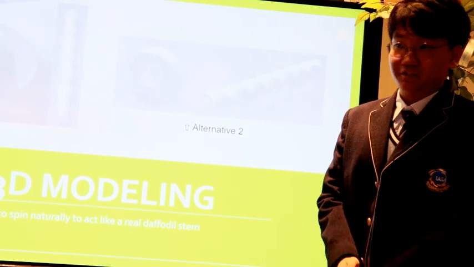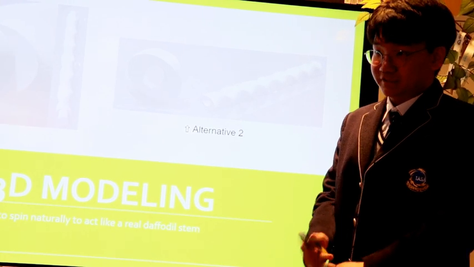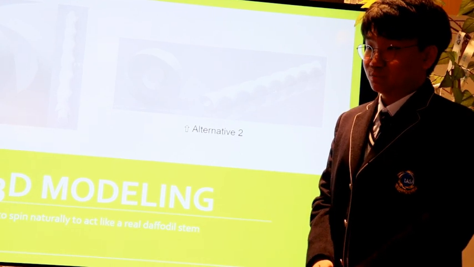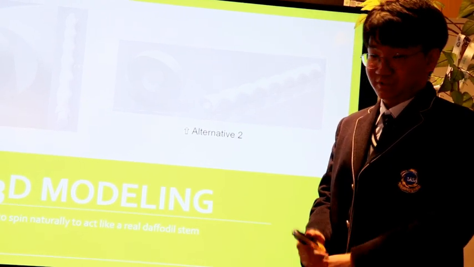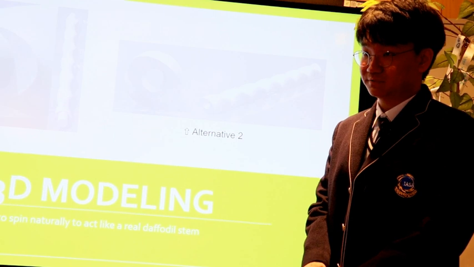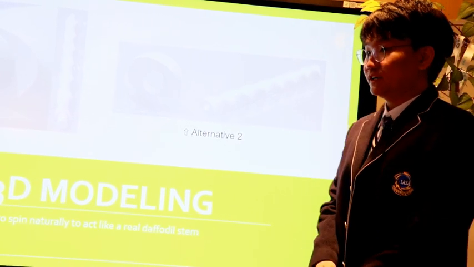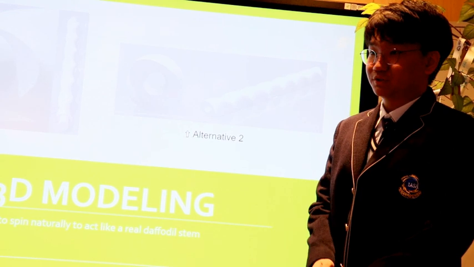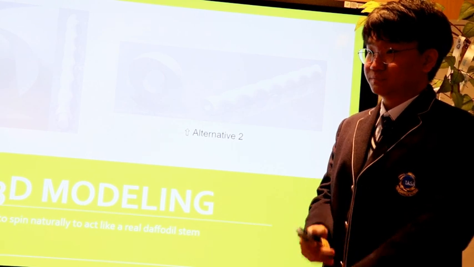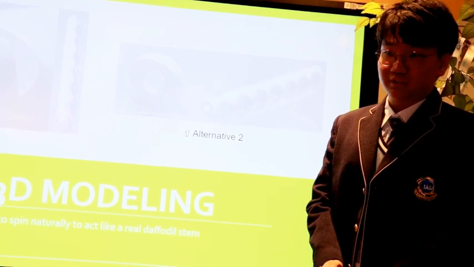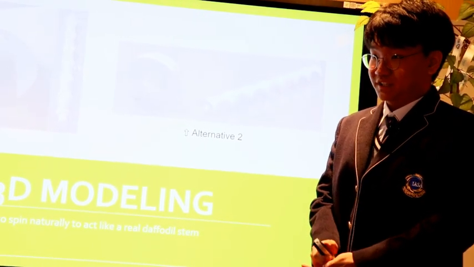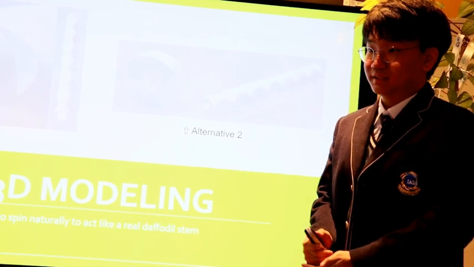And to act like a real daffodil stem, the filter had to spin while air is passing right next to it. So we thought about two alternatives. The first one is to attach the cylinder on both sides as a rotary axis. The second one is to make a small hole in the middle of the filter and penetrate the thread through the hole. We tried both filters, and we found out that the second alternative, drilling the hole, is better than the first one.